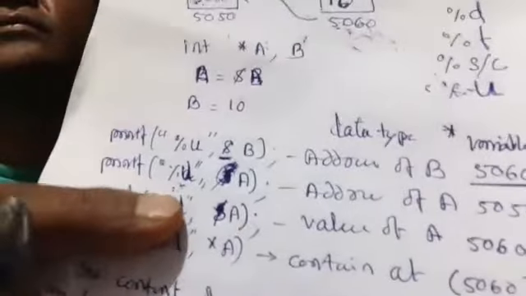Printf percentage U ampersand A. Third line. Printf percentage U ampersand A. What is that? The third printf, ampersand A. What it will display? Sir, value of A. Ampersand A. A stand for ampersand stand for what?